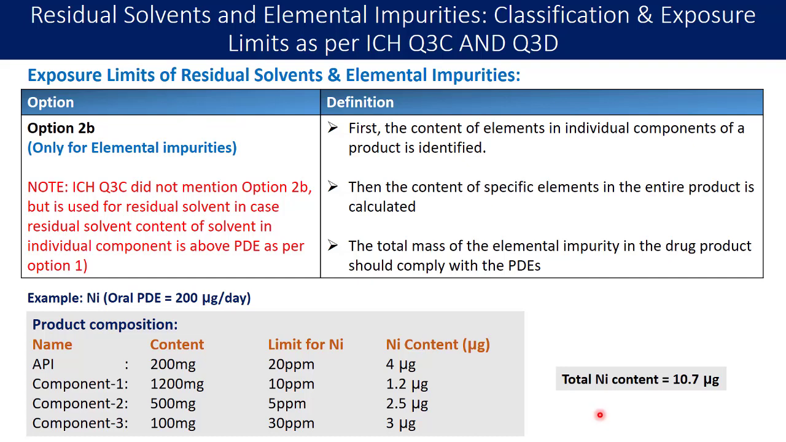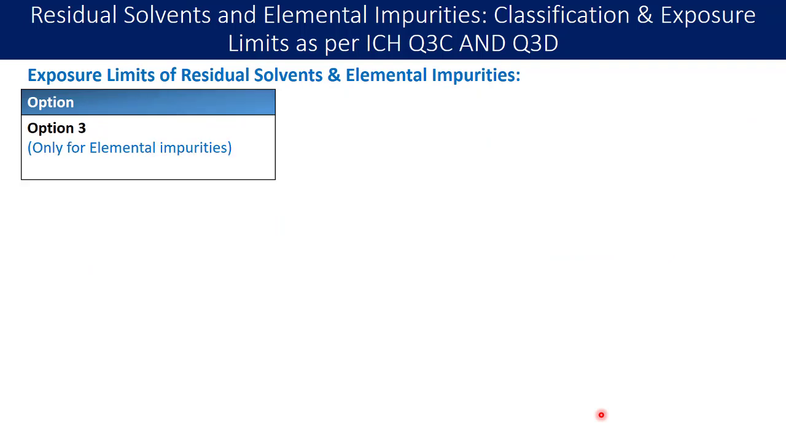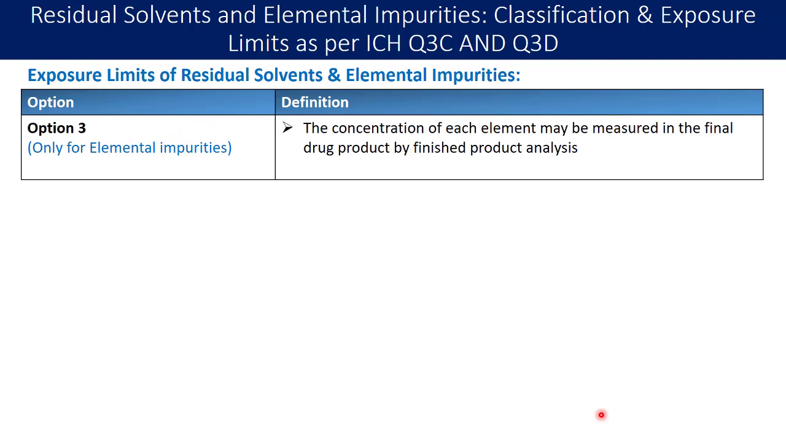Let us now understand the option number third. What is the option number third? This is given for elemental impurities, and the concentration of each element may be measured in the final drug product by finished product analysis. So this is the option you can use, in case there is a chance that during the manufacturing process the elemental impurities can get reduced. So the initial content may be high, but once the product gets processed, you may have the lower content of elemental impurity. So to understand this, you can analyze the product and you can justify that.